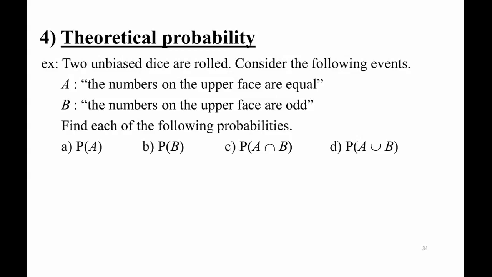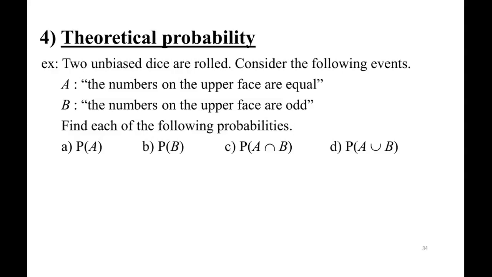Now we have two unbiased dice that are rolled. Unbiased means they're fair, they're not tricked. So we consider the events. We have A, the numbers on the upper face are equal, and we have the event B, the numbers on the upper face are odd. Now we need to find the probability of each of the given four events.